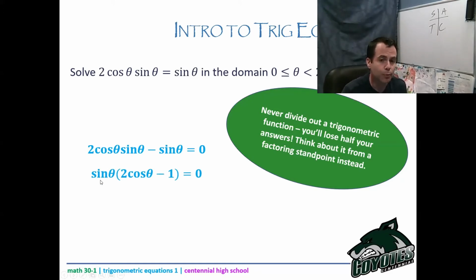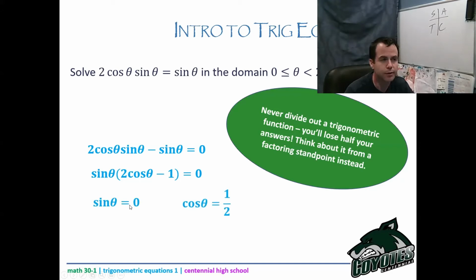This is the zero product principle. It's a number times a number equals 0. Think back to all your factoring days of grade 10 and grade 11. So either sine of theta equals 0 or 2 cos theta minus 1 equals 0. One of those has to be 0 in order for this statement to be true. So I just break it up into 2 little trigonometric equations.